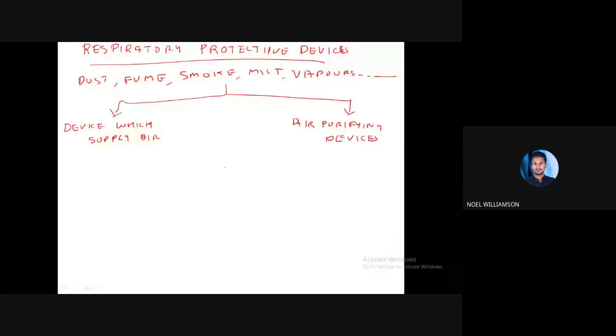And next, the second case is air purifying devices. These are the devices which purify the existing air or the existing environment. There will be certain contaminants, and using certain adsorbents or some chemicals, the device purifies the existing air and gives fresh air on demand. So these are the two types of classifications.